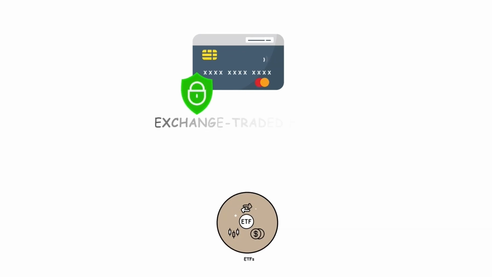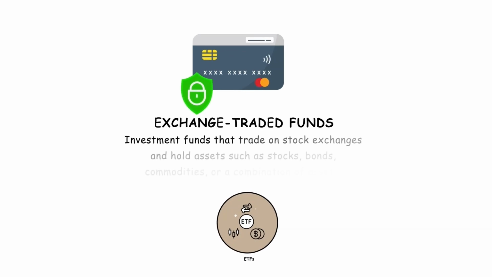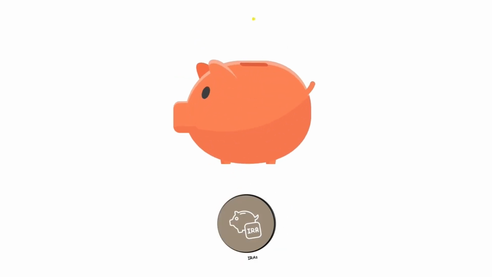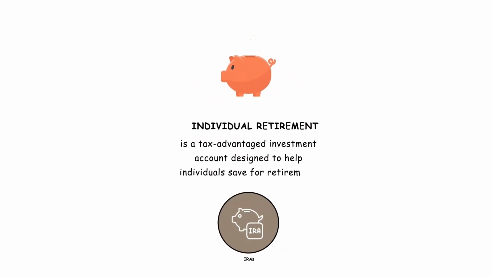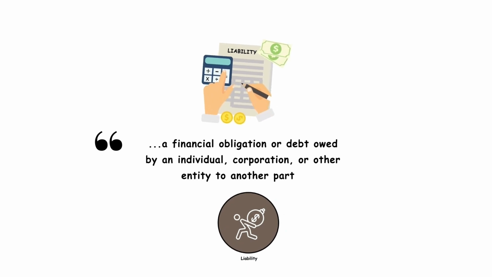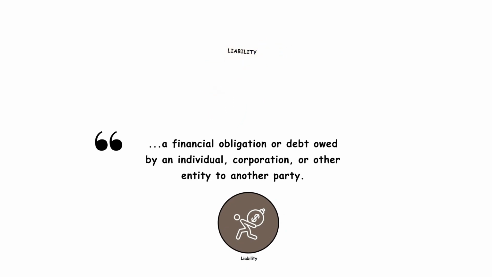ETFs. Exchange-traded funds are investment funds that trade on stock exchanges and hold assets such as stocks, bonds, commodities, or a combination of assets. IRA. An individual retirement account is a tax-advantaged investment account designed to help individuals save for retirement. Liability. This is a financial obligation or debt owed by an individual, corporation, or other entity to another party.